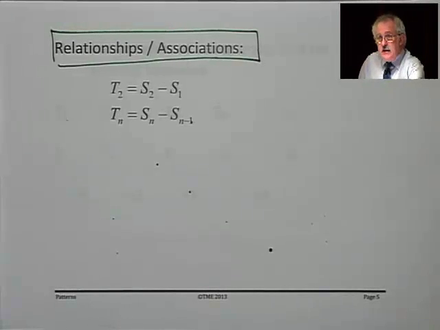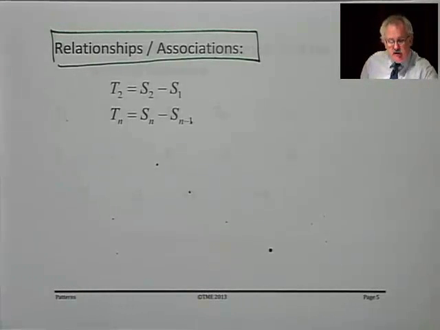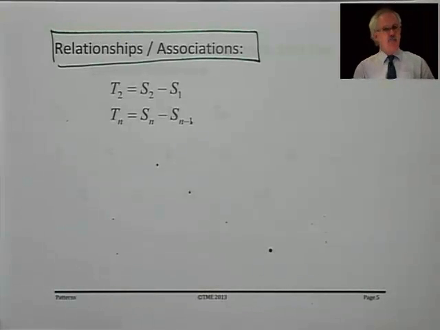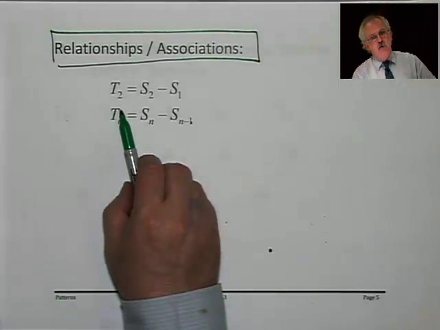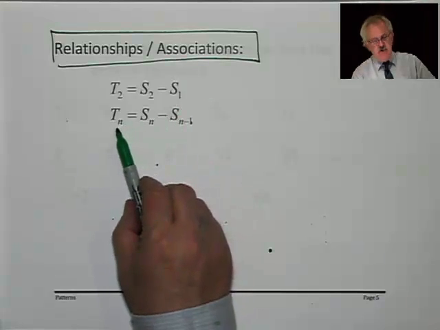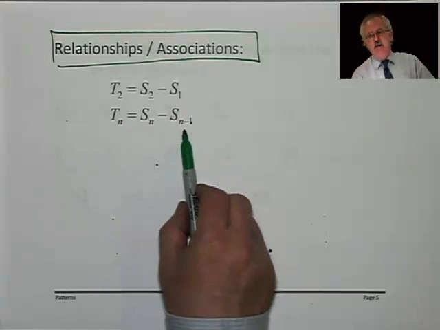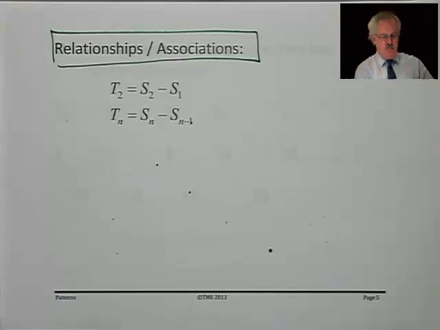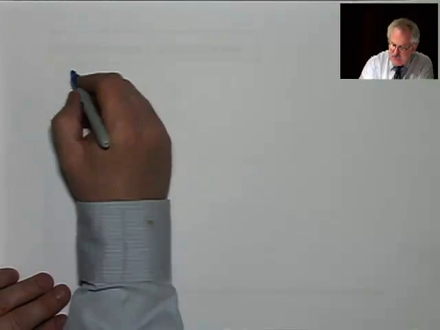And it applies not only for arithmetic series, but for every conceivable series. And what it says is that the second term is the sum of the first two terms minus the sum of the first. Tn is Sn minus Sn minus 1. Let me just show that so that it's clear.